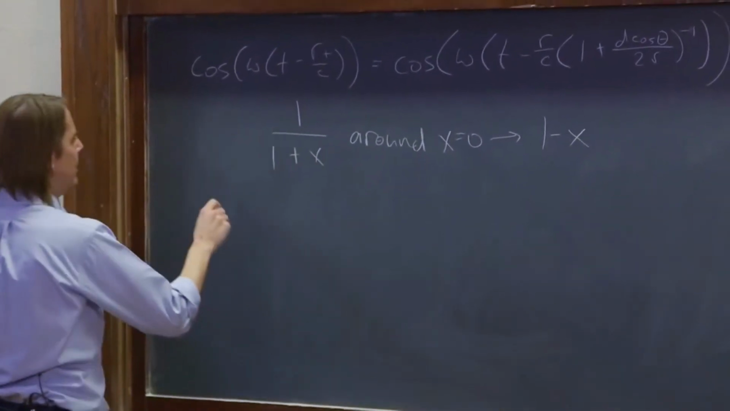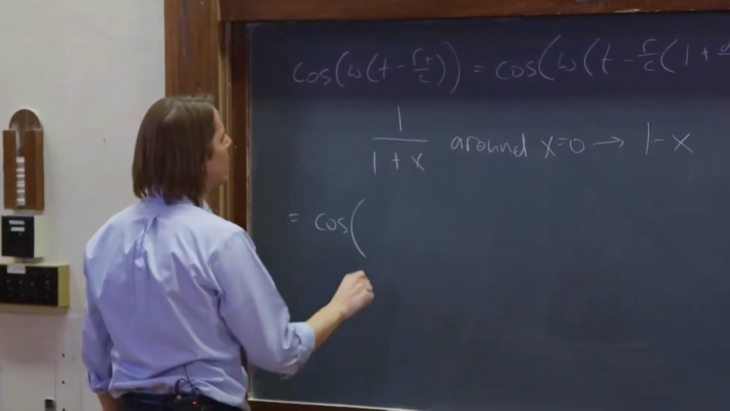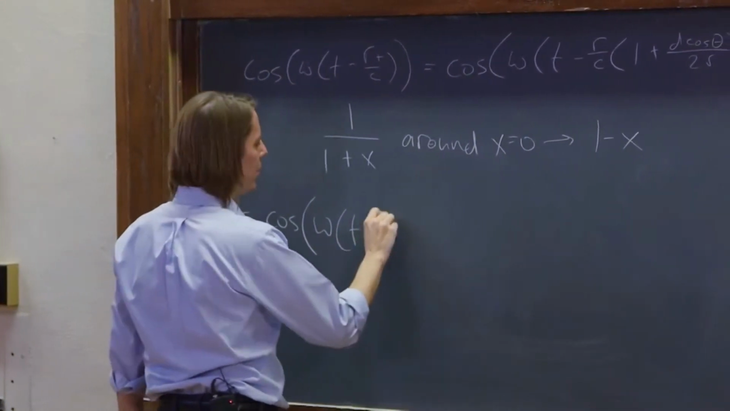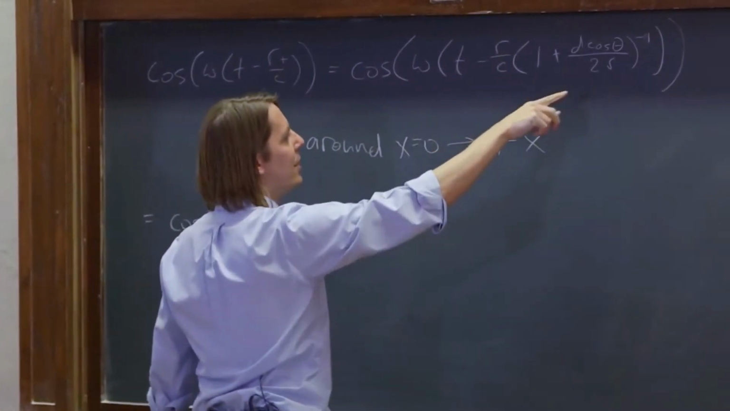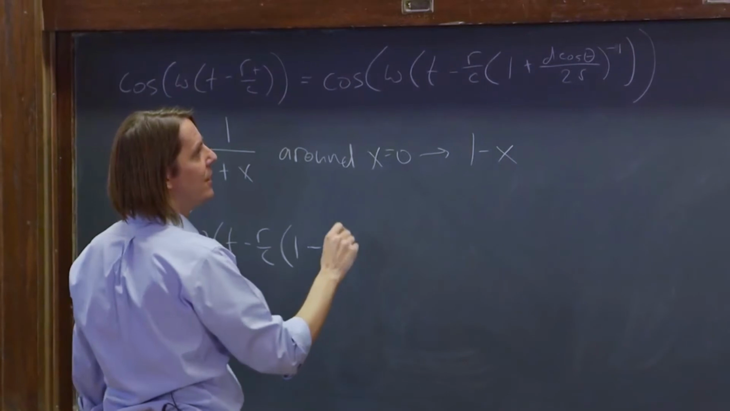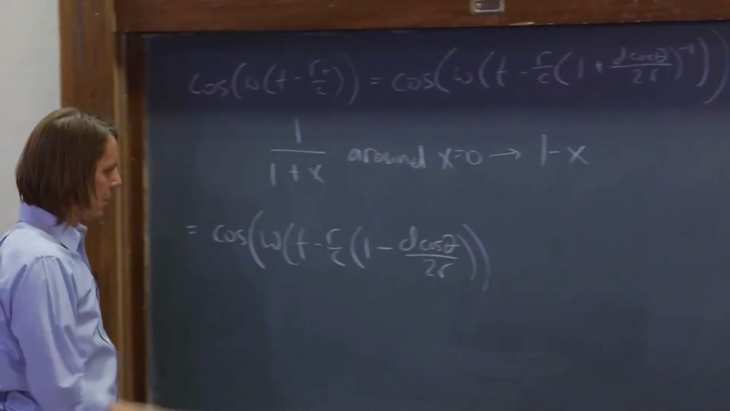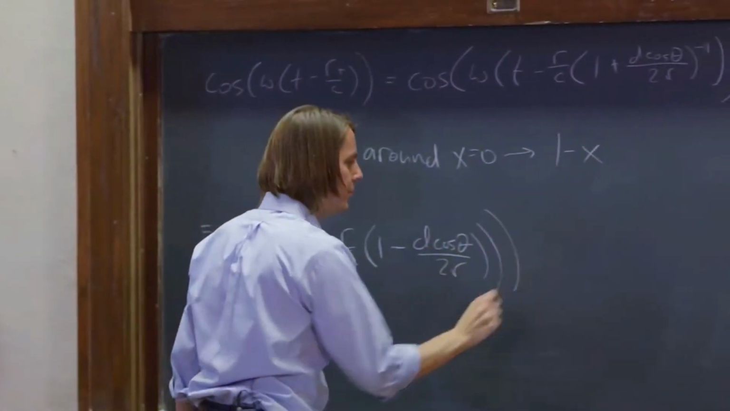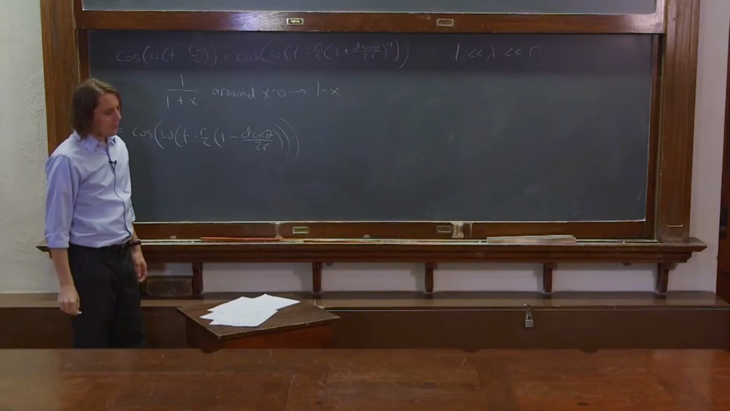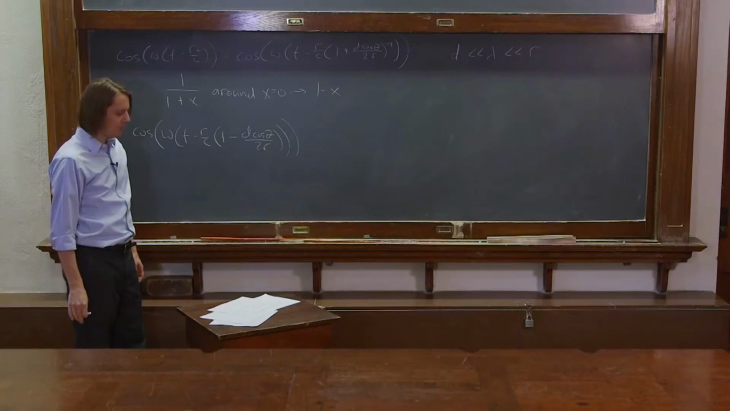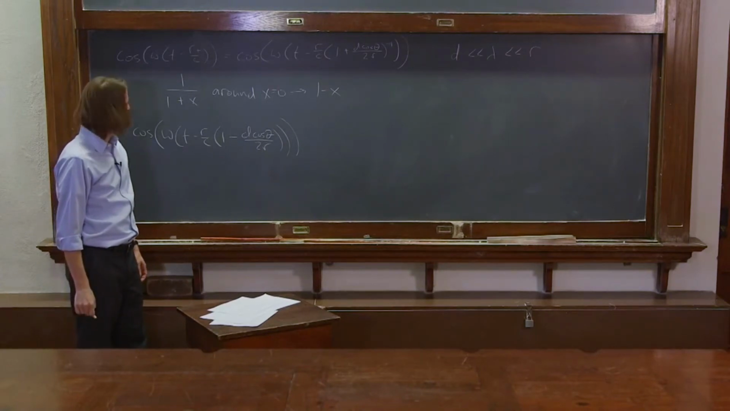So what that lets us say is that this is equal to the cosine of omega t minus r over c still, and instead of 1 over that, we say 1 minus d cosine theta over 2r. Close, close, like that. All right, let's see. Now we want to go ahead and multiply that out. We have r over c there.